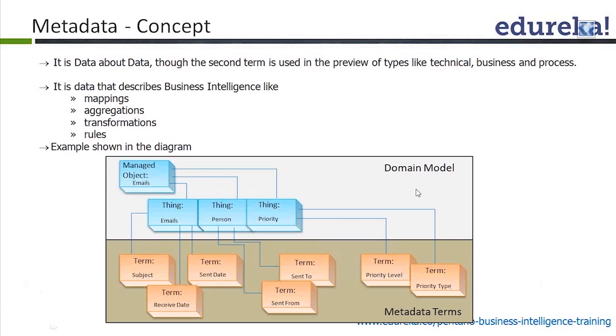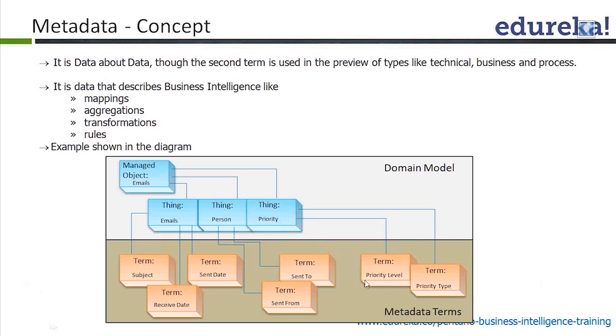Then the top layer, or top half, is the domain model, and the bottom half is metadata terms. So this is all terms. The email thing is split into 3 terms, which are subject, receive date, send date. Now person is split into 2 terms. First is sent to, so whom the email is sent to. Second is sent from, so who the mail is sent from. So first is the recipient, second is where it is coming from.